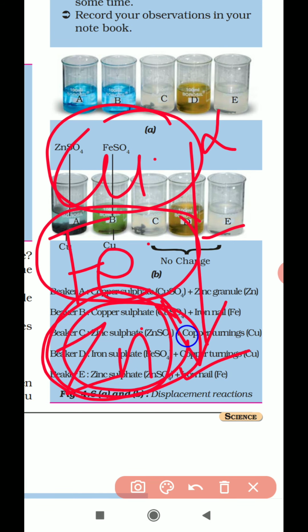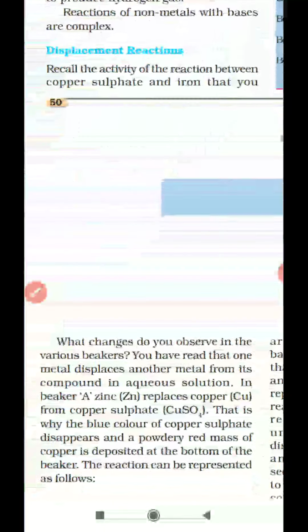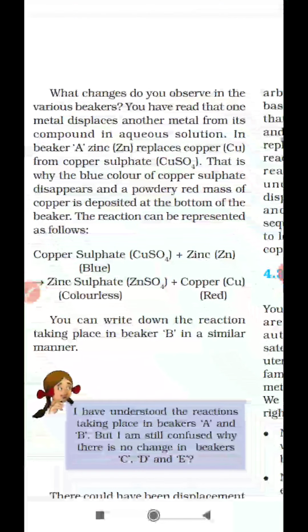Very good. Zinc is more reactive. Among three, which is very less reactive? Very good. Copper is less reactive. So this is what displacement reaction means.